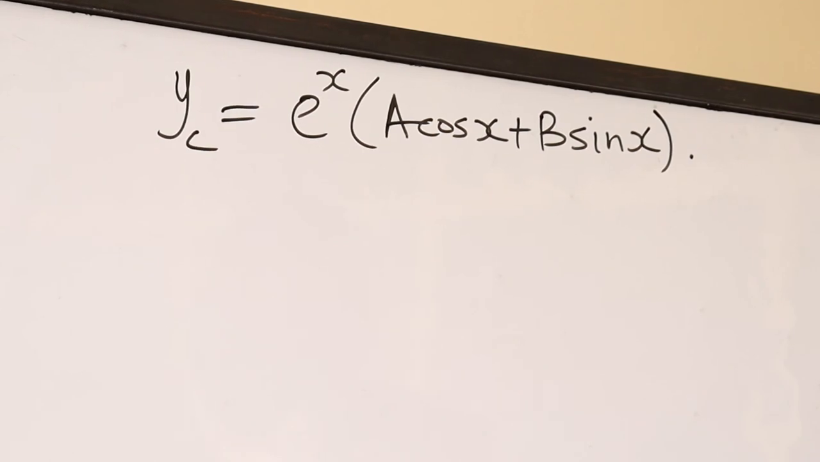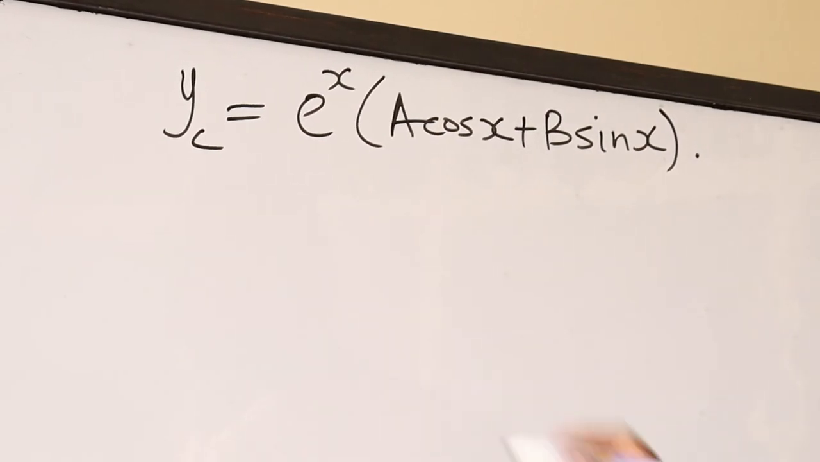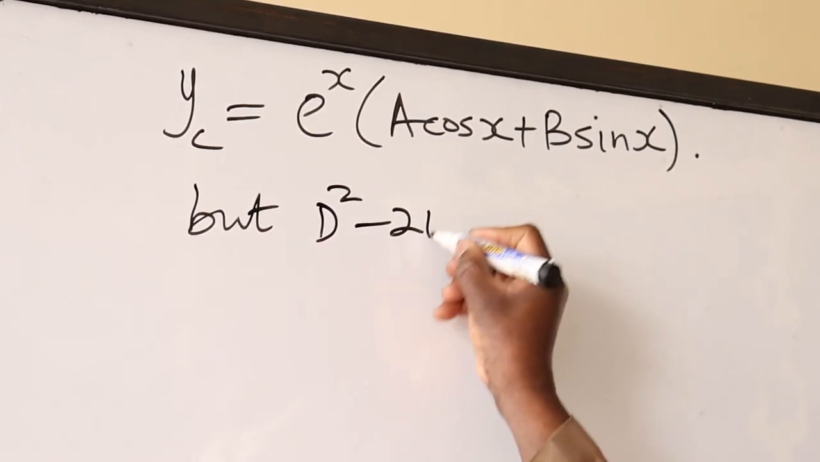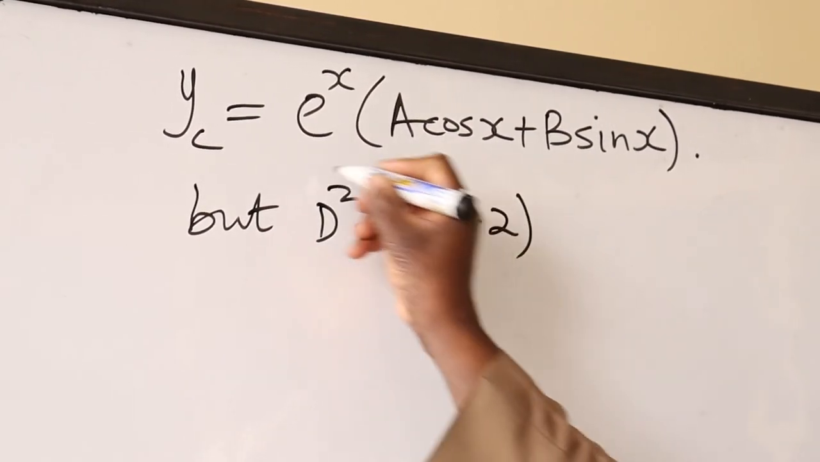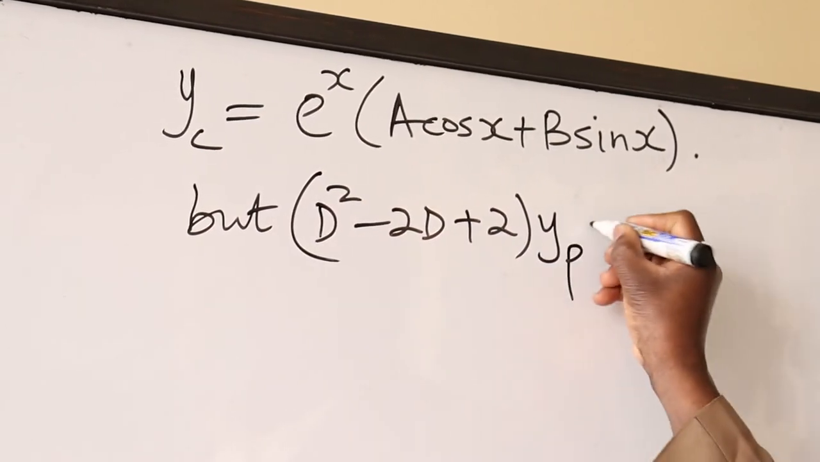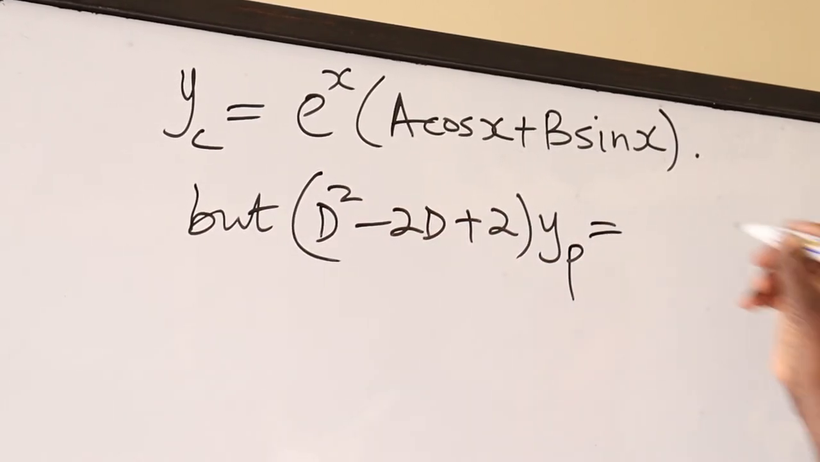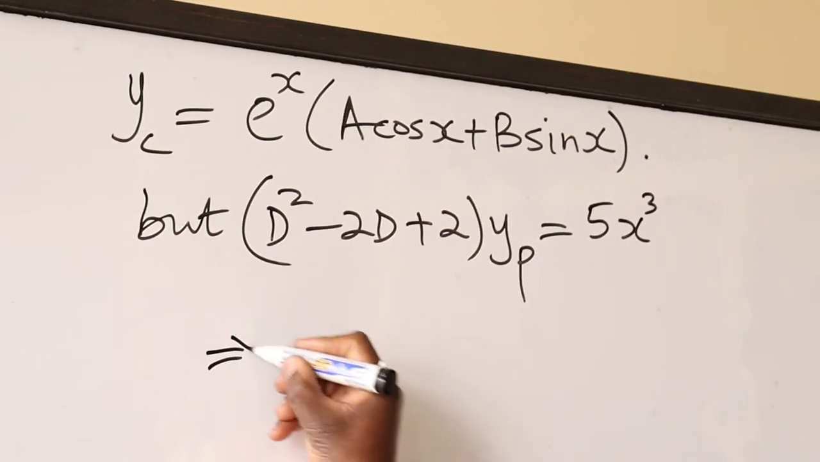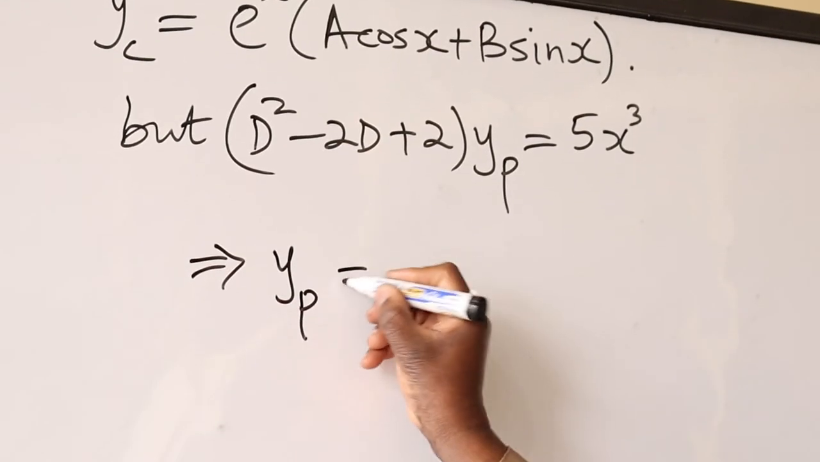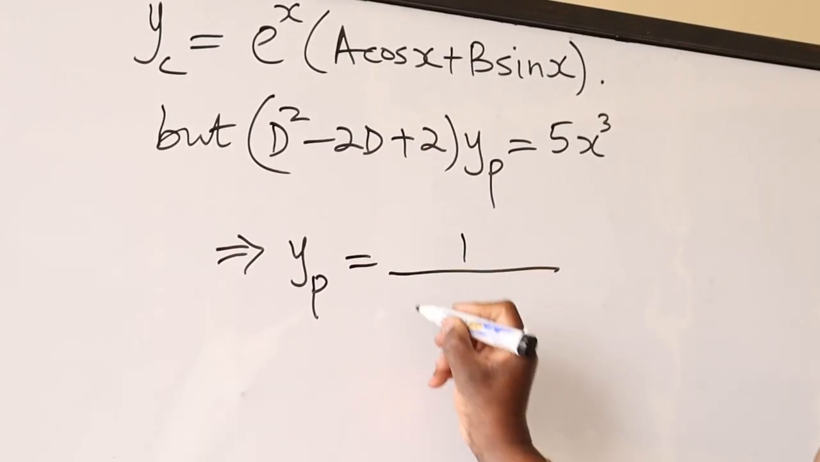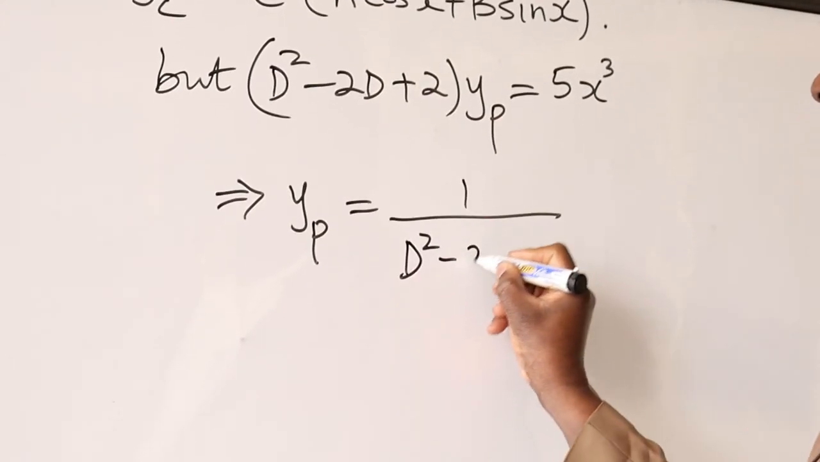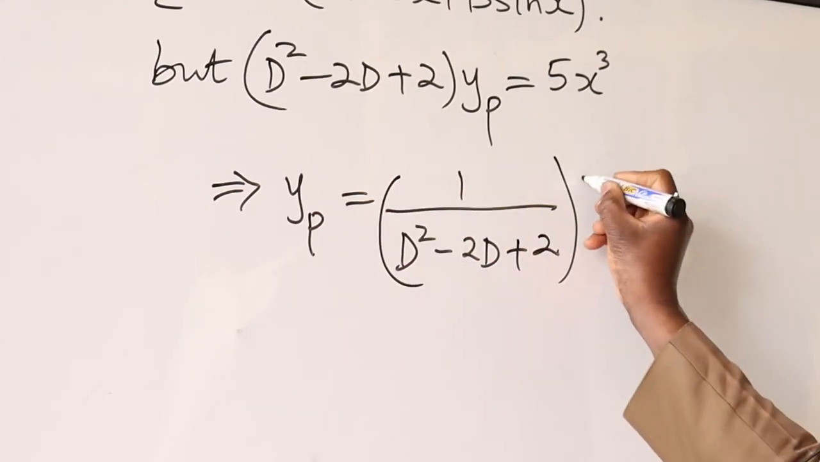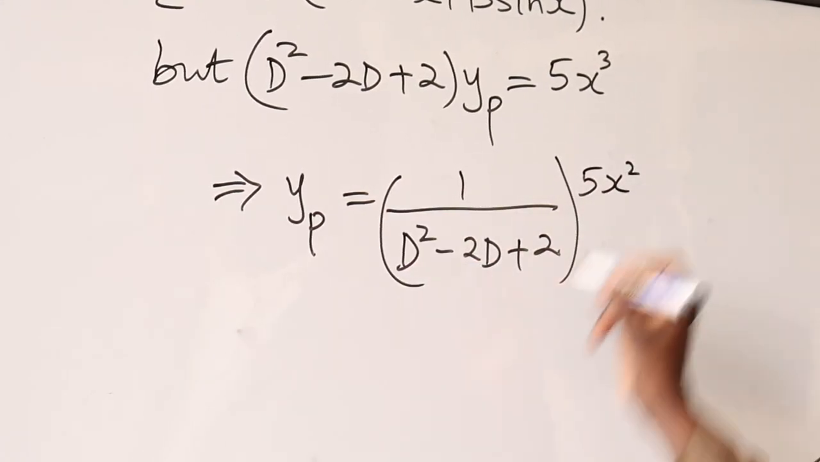That is our yc. But we know that D squared minus 2D plus 2 into yp is the one which generates 5x cubed. This implies that our yp will be equal to 1 all over D squared minus 2D plus 2, the whole of this multiplying 5x cubed.